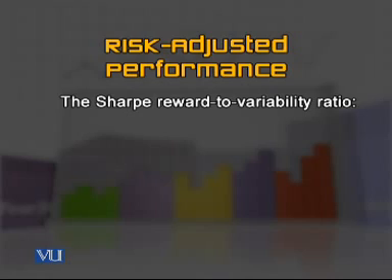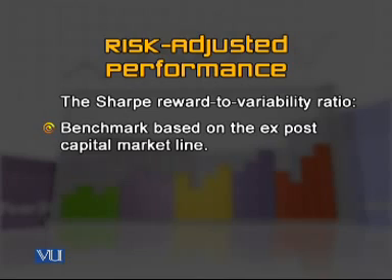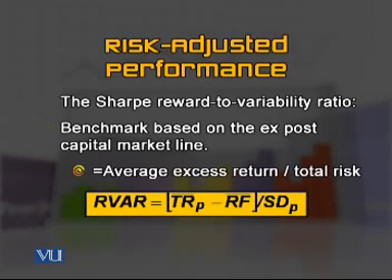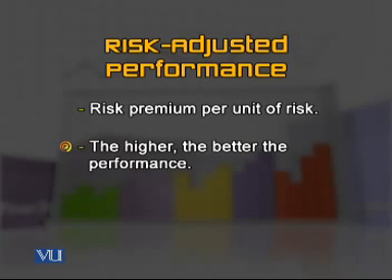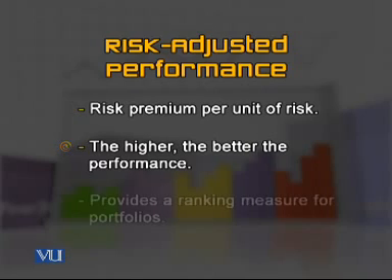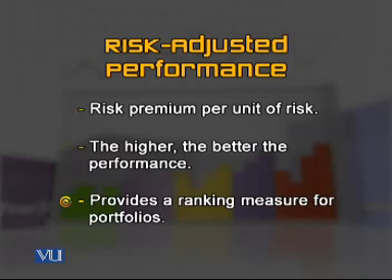The Sharpe reward to variability ratio has to be looked at as the benchmark used on the ex-post capital market line. Just focus on the capital market line that we talked about, and we look at the Sharpe reward to variability ratio. Look at the equation on your screen right now, telling you about the RVAR, the reward to variability ratio, which is equal to average excess return divided by total risk. It gives the risk premium per unit of risk: the higher the risk premium, the better the performance. It provides a ranking measure for portfolios.